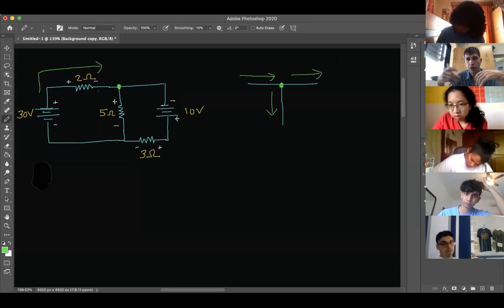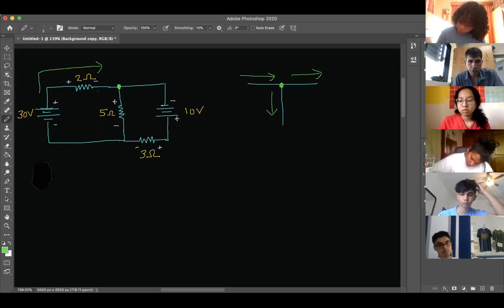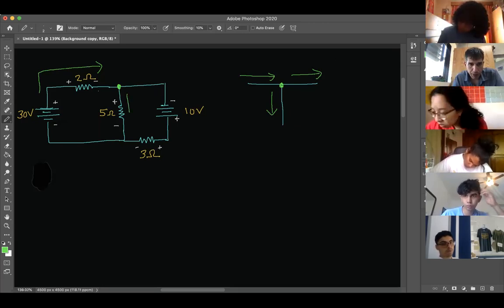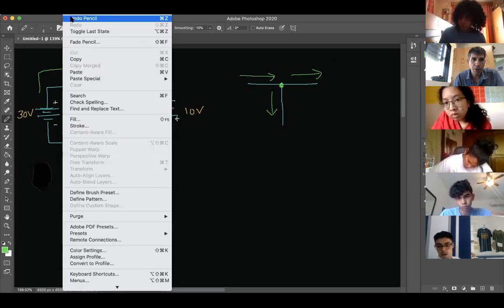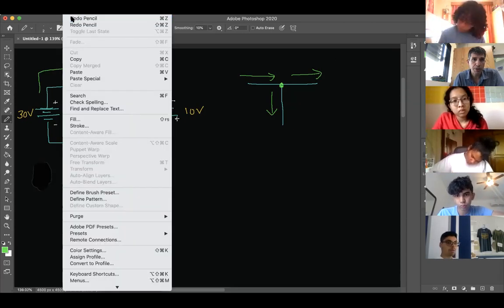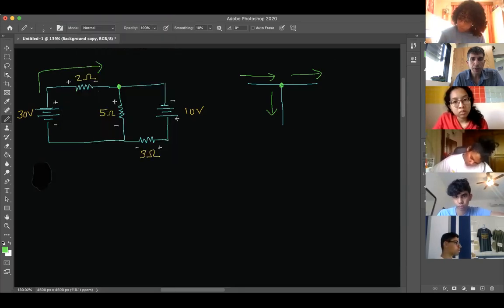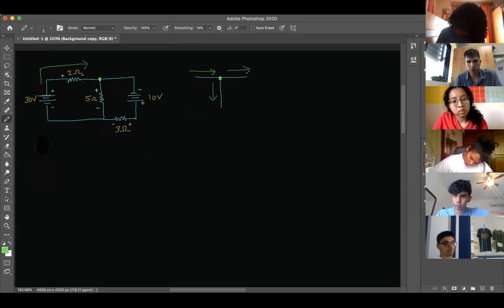That's going to be our first goal, to determine the current in each of these, which are called branches. So this branch and this branch. We're going to try to figure out what the current is in each of these branches. And then we can figure out the voltage drop across each resistor or each circuit element. I'm sorry, let me make that a little bigger.